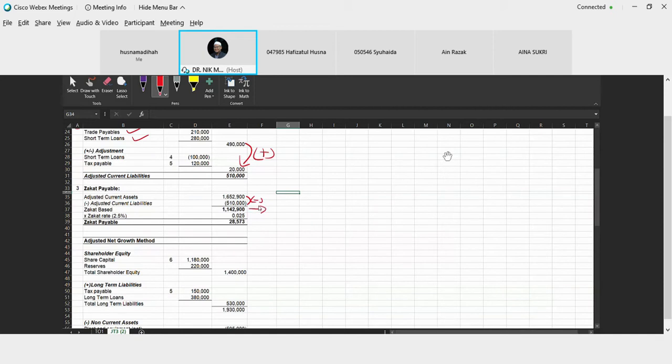This will be considered as an aggregate amount of zakat payable. Okay, this is the aggregate amount of zakat payable, and you are going to multiply by the zakat rate, which is 2.5%, and you are going to get a zakat amount of 28,573 ringgit. And that amount will be estimated based on the working capital method.